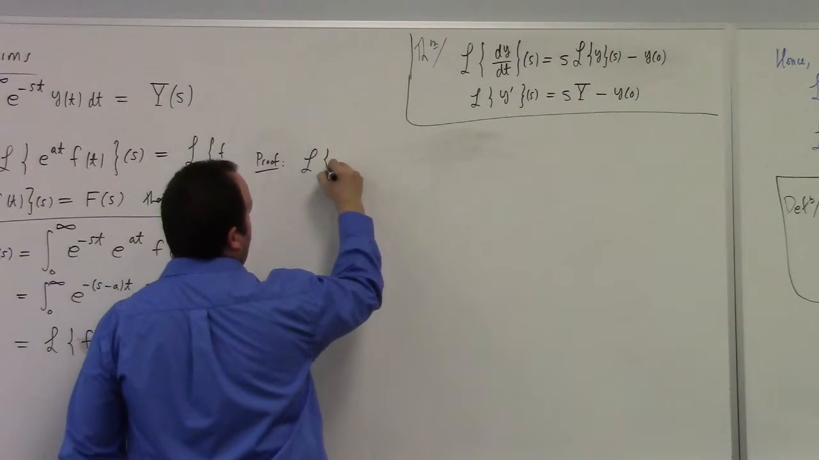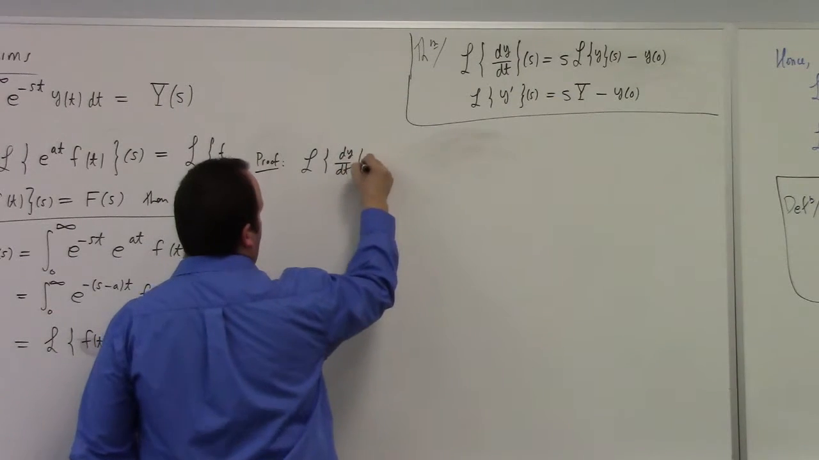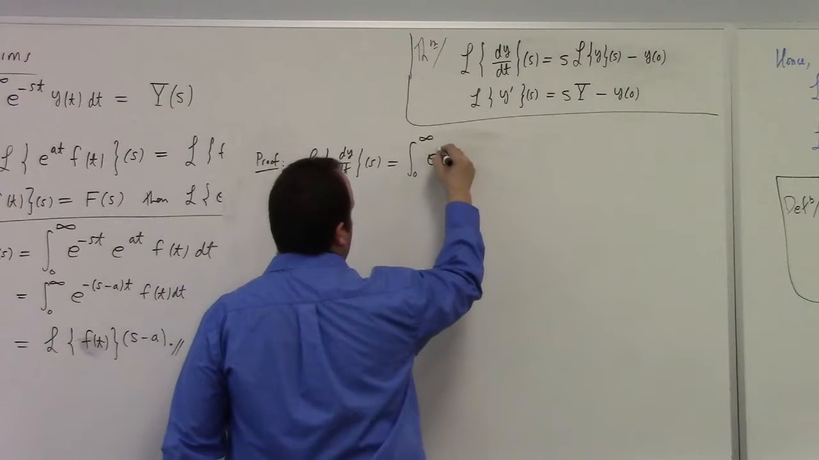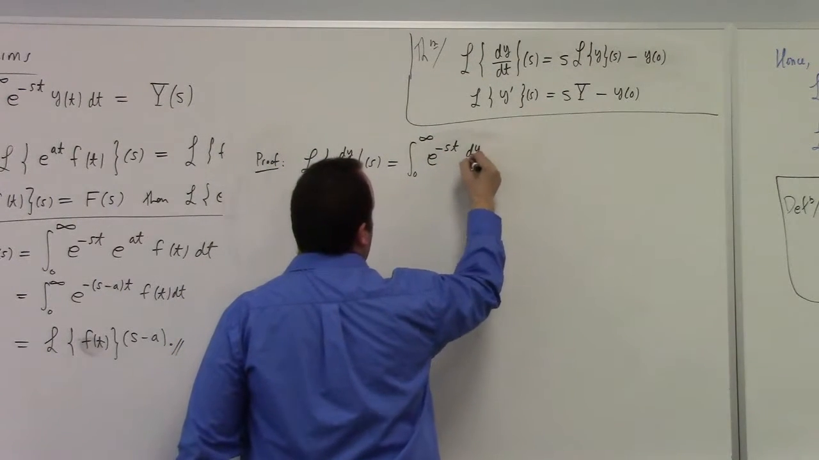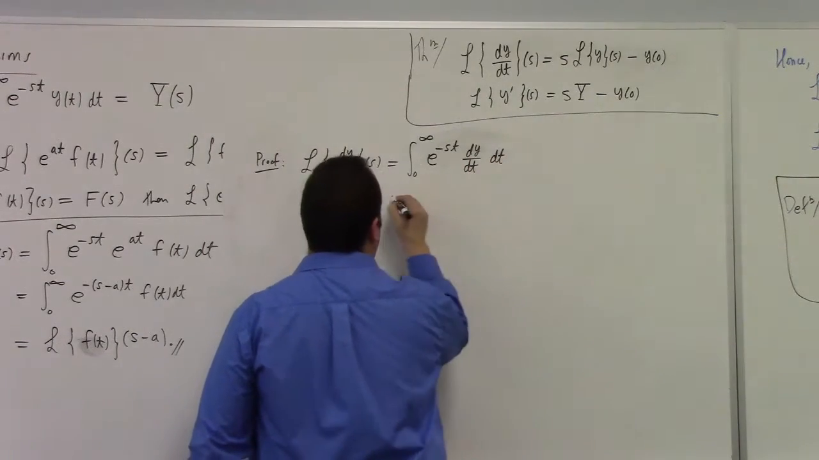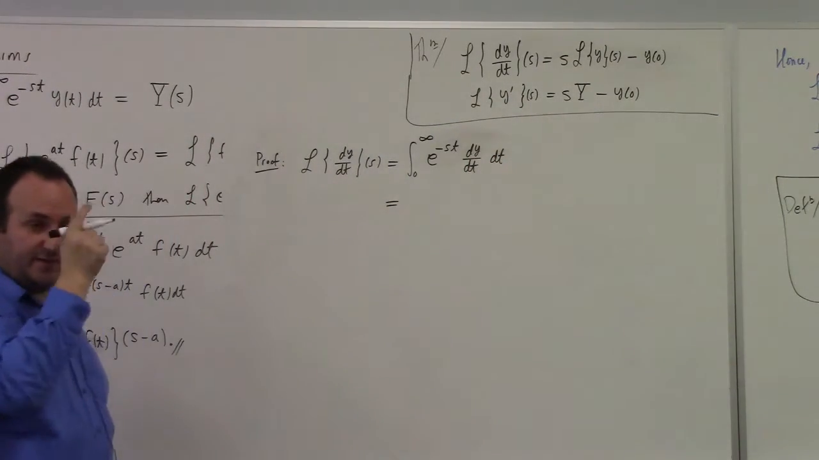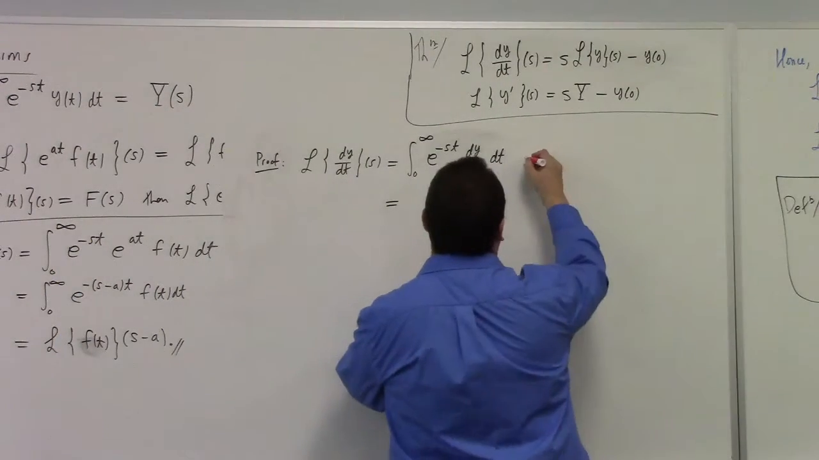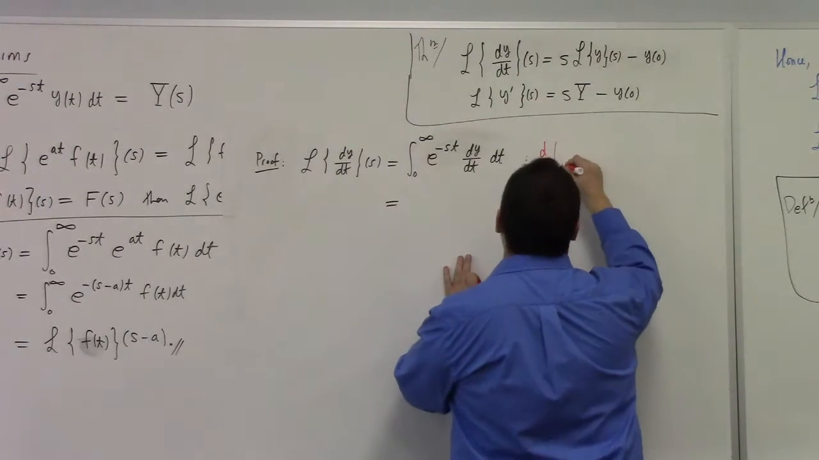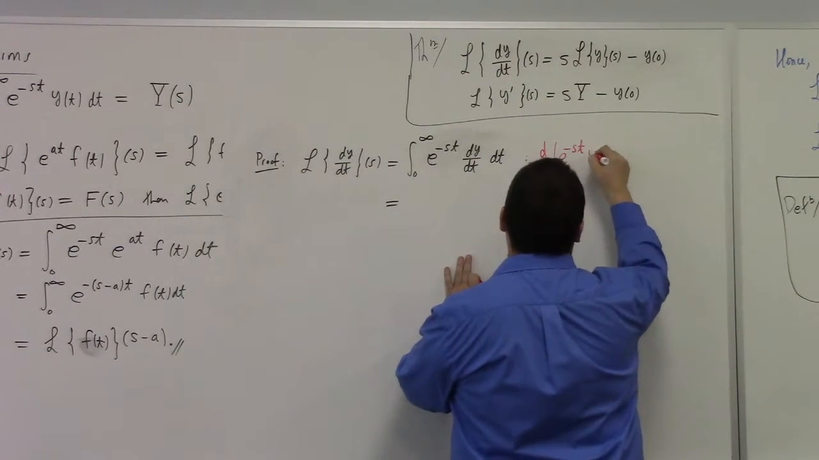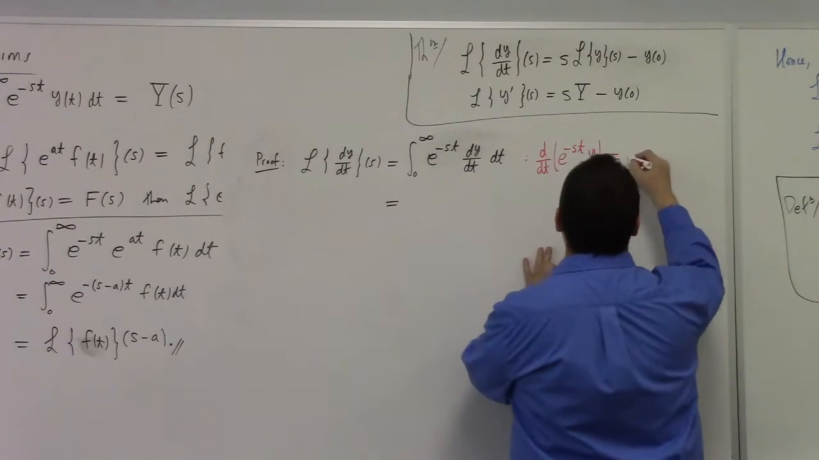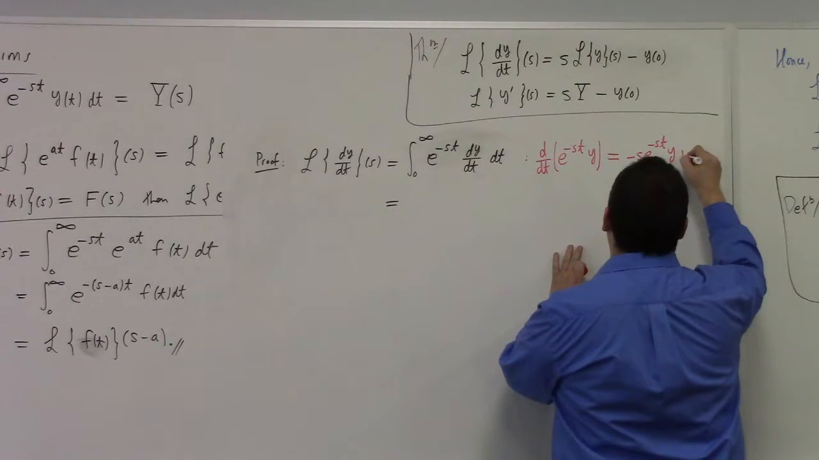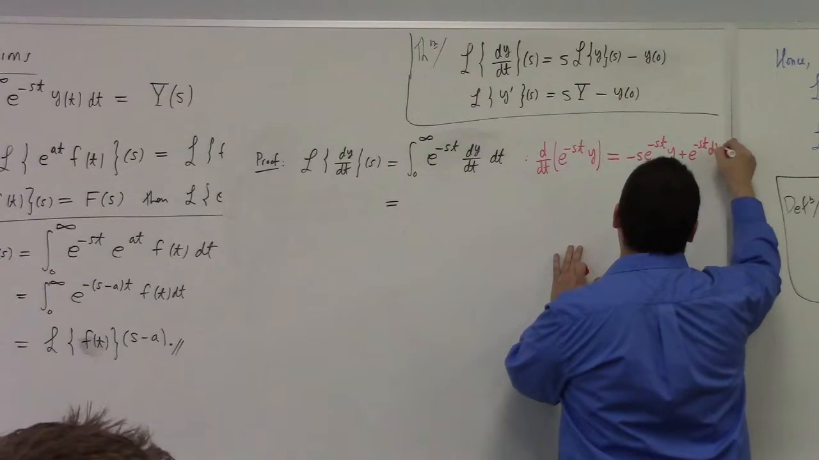So the Laplace transform of the derivative is the integral from 0 to infinity of e to the minus st times dy dt dt. Now what you have to do is a little calculus. Very simple. Notice that the derivative with respect to time of e to the minus st times y is equal to minus s e to the minus st times y plus e to the minus st times dy dt, by the product rule.